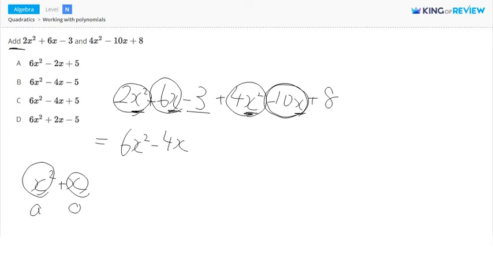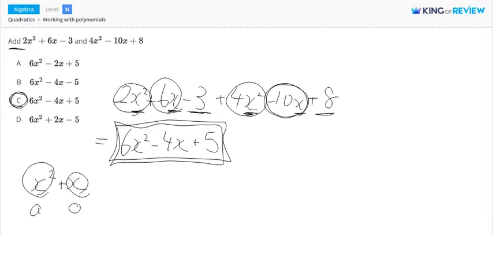And then you realize, oh, these are just numbers, so I can just add them. Negative 3 plus 8, which is going to give you a positive 5. And therefore, your answer for this question is going to be 6x squared minus 4x plus 5, which is option C.